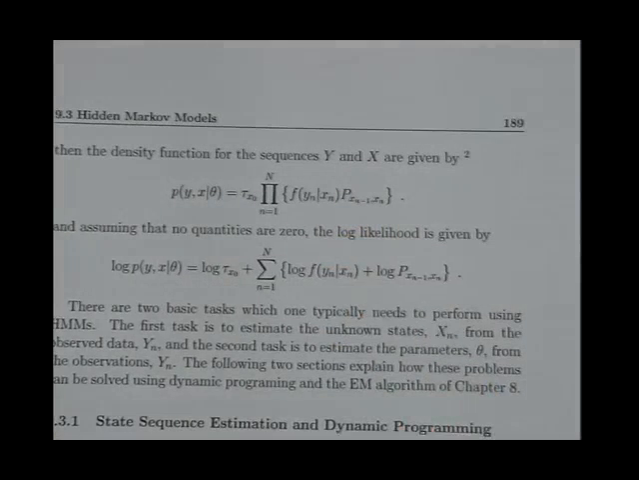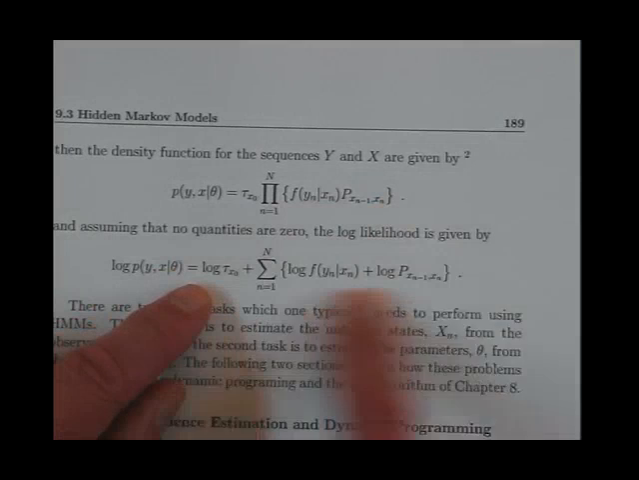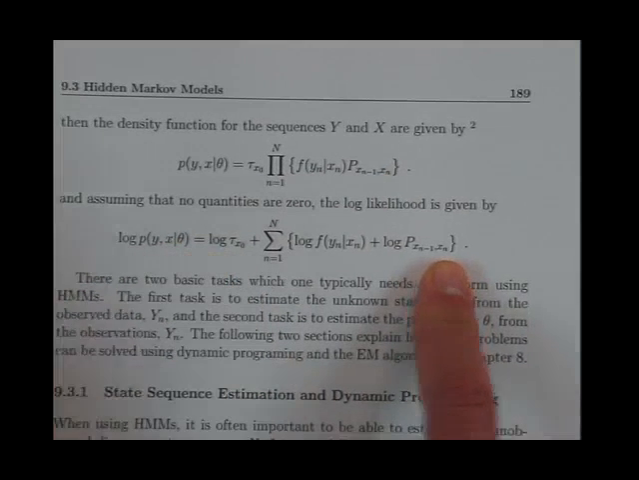And then if you take the log of that, the product turns into a sum, and you get an expression like this.